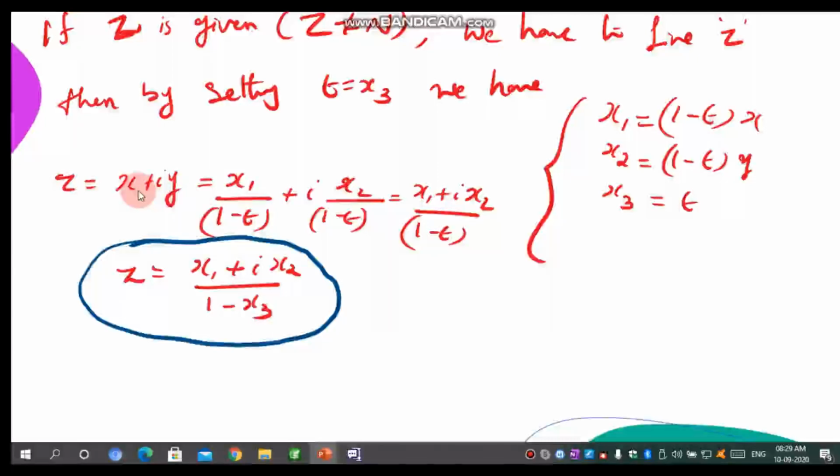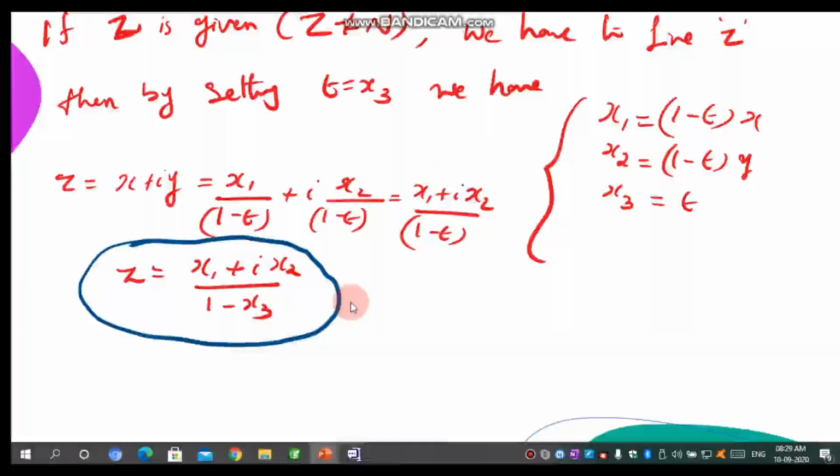You know that x is equal to x1 by 1 minus t, plus i into x2 by, from here we got x1 is equal to 1 minus t into x, x2 is equal to 1 minus t into y. So from that we get x is equal to x1 by 1 minus t. When you substitute here, you will get x1 by 1 minus x3 plus i into x2 by 1 minus x3. So you will get small z in terms of capital Z.